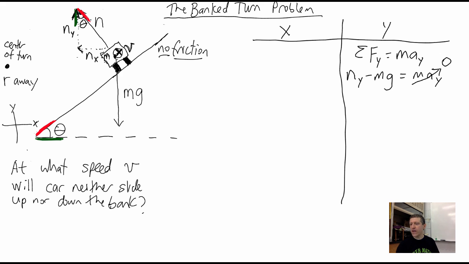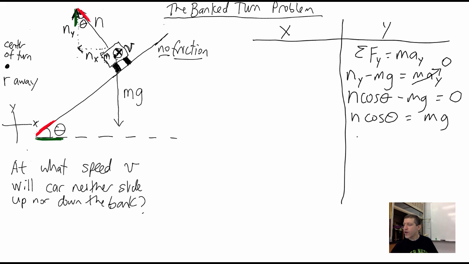Okay, so I can say, here's N, N_y is going to be N times cosine of theta. So I can write this: the normal force times cosine of theta minus mg equals 0. And that tells me that N cosine theta equals mg. I just added mg to both sides. And finally, it tells me that the normal force is mg over cosine theta. Notice that the normal force is not mg cosine theta. It's mg over cosine theta.